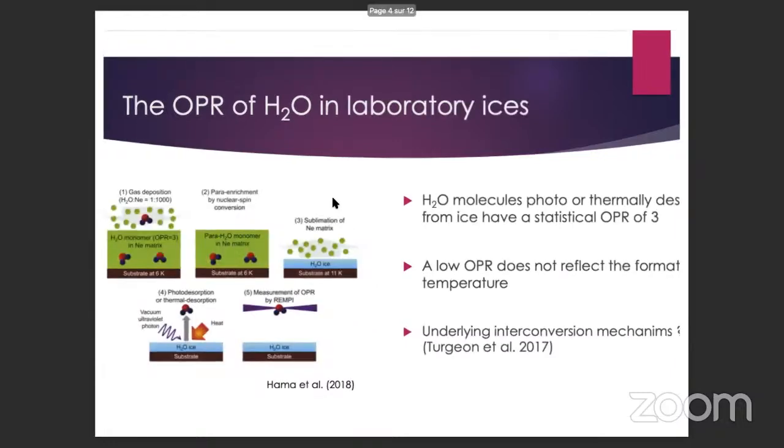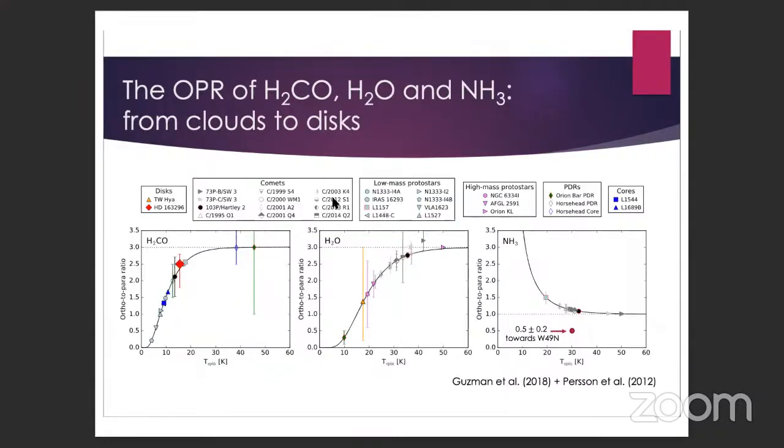But the point is that these anomalous, I mean non-statistical, ortho-para ratios are actually observed in other molecules and in a variety of environments. So you have here ammonia, water again, and formaldehyde, from comets to star-forming regions, photon-dominated regions, dark cores, and even in protoplanetary disks. And in all these environments, you see that most of the data points do not agree with the statistical value and point to low spin temperature.